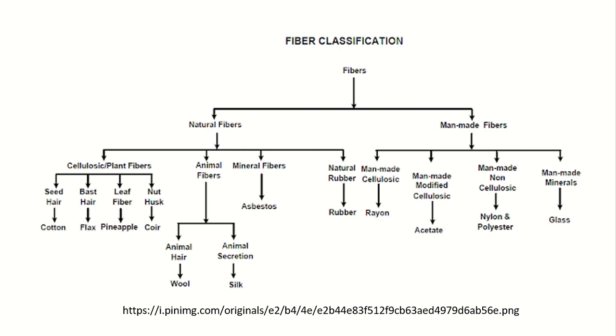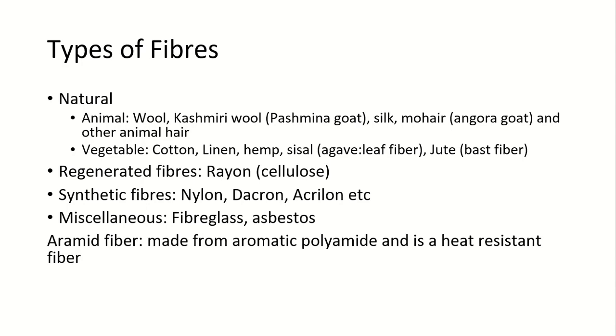Animal hair, example wool. Animal secretion, example silk. Mineral fiber, example asbestos. Natural rubber, example rubber. Man-made fibers are further divided into four. Man-made cellulosic, example rayon. Man-made modified cellulosic, acetate. Man-made non-cellulosic, nylon and polyester. Man-made mineral, example glass.